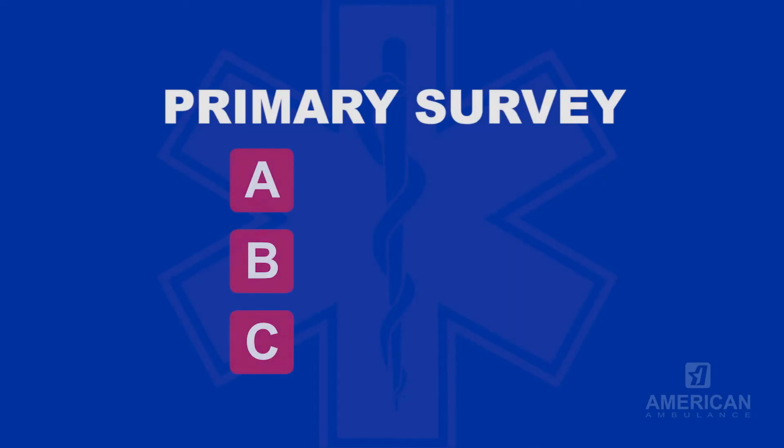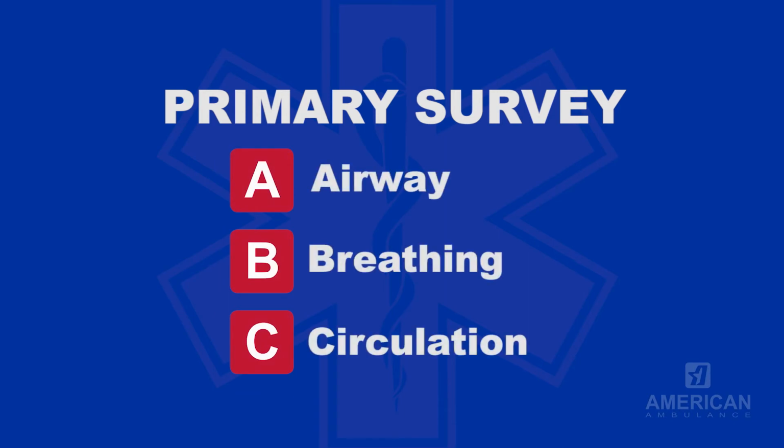The next phase of the call, when you're making patient contact or approaching the patient, is your primary survey. You want to make sure that you are checking the patient's airway, breathing, and circulation. You can start that as you're approaching the patient. Do you recognize that the patient is awake and alert? Are they breathing? Are they breathing effectively? And how does their color appear?